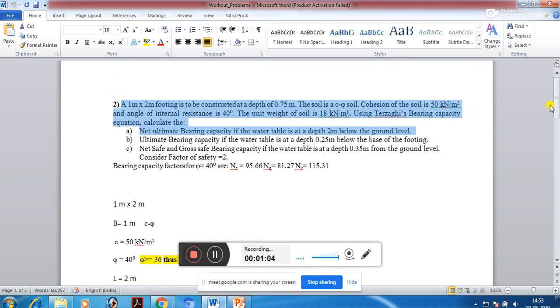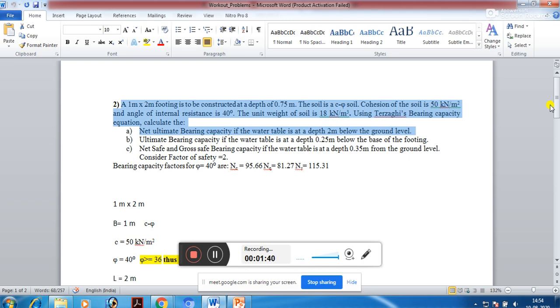So what we have said, you will have to use Terzaghi's bearing capacity equation, and when you use it, two things you should remember for solving this problem. One is that the bearing capacity equation is for general shear failure and strip footing. As in this problem the footing is a rectangular footing, you will have to apply the shape factors in the bearing capacity equation along with the water table correction factor.